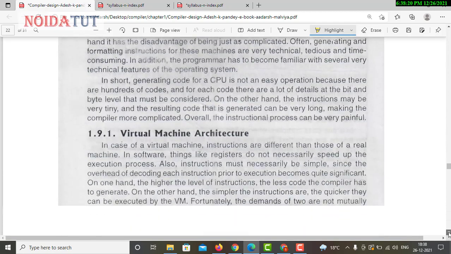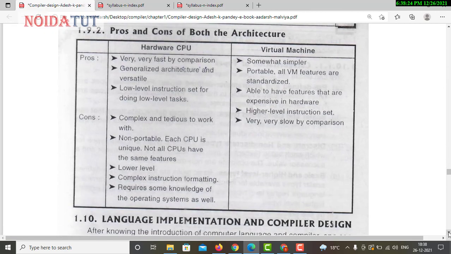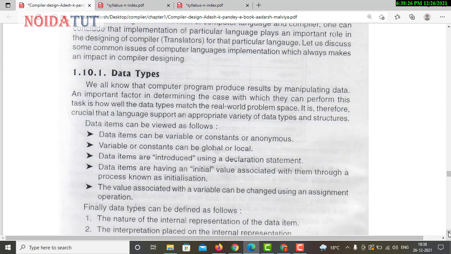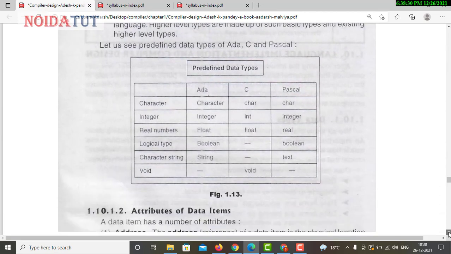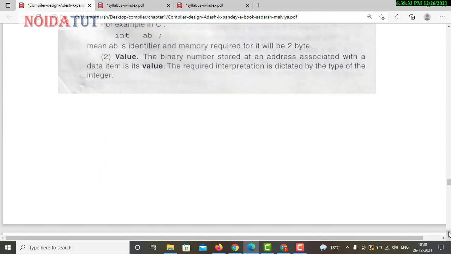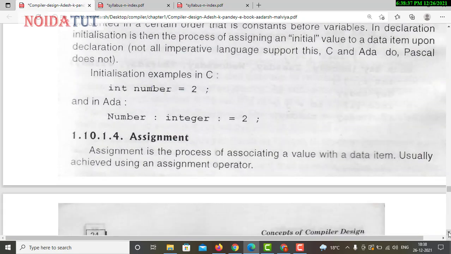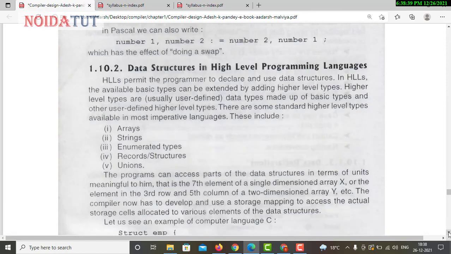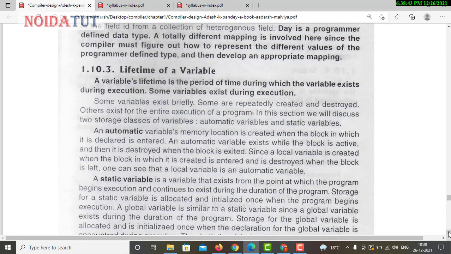I'm just going through the first chapter. What are the things which are left? I've already given you the notes. Fine. These things are also not even mentioned in the syllabus, but they are inside the book.